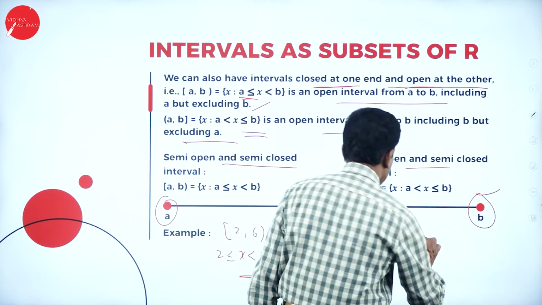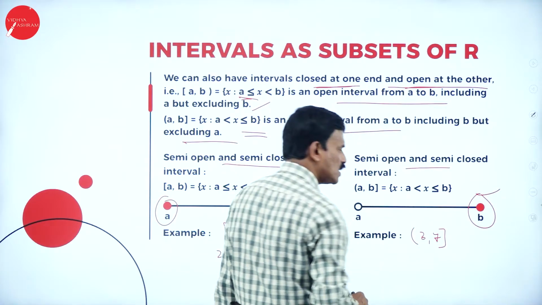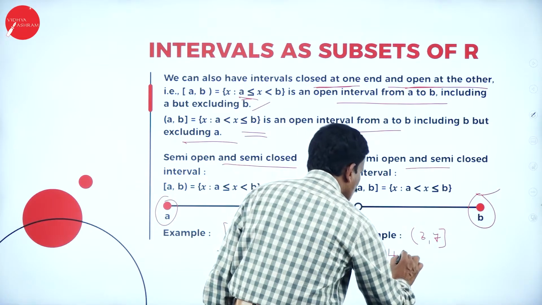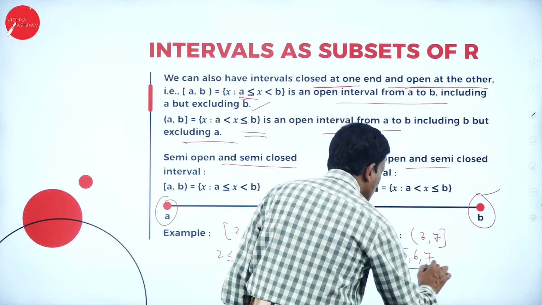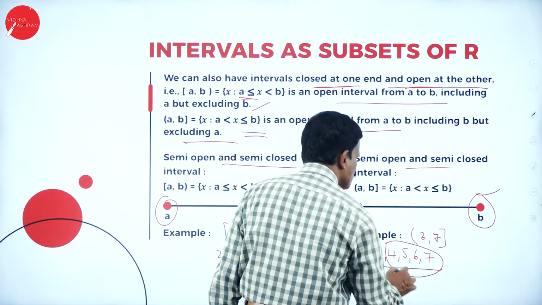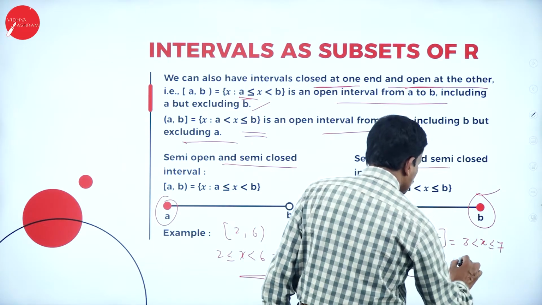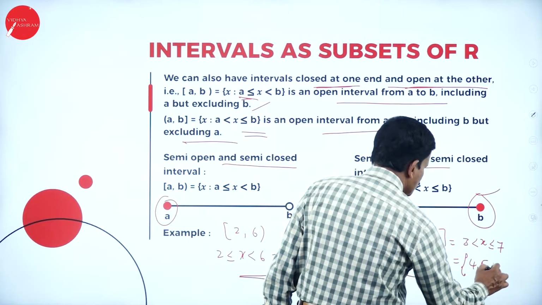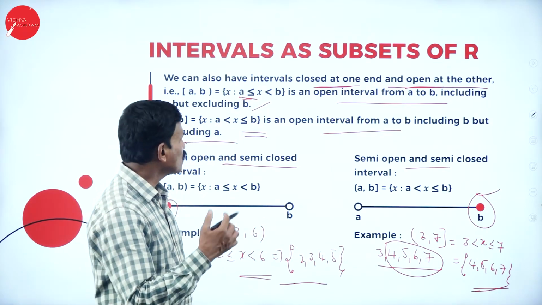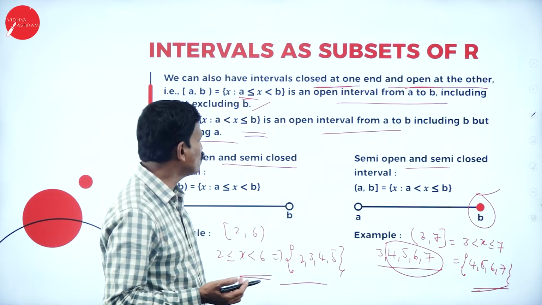Now let us take one more example. Let me take another example here, (3, 7]. So this is nothing but all the values between 3 to 7, that is 4, 5, 6, 7. What are the elements we are going to take? A less than X less than or equal to B. So that is nothing but 3 less than X less than or equal to 7. That is nothing but 4, 5, 6 and 7 comes under this set. This is how we are going to represent the intervals: closed interval, open interval, semi-closed and semi-open intervals.